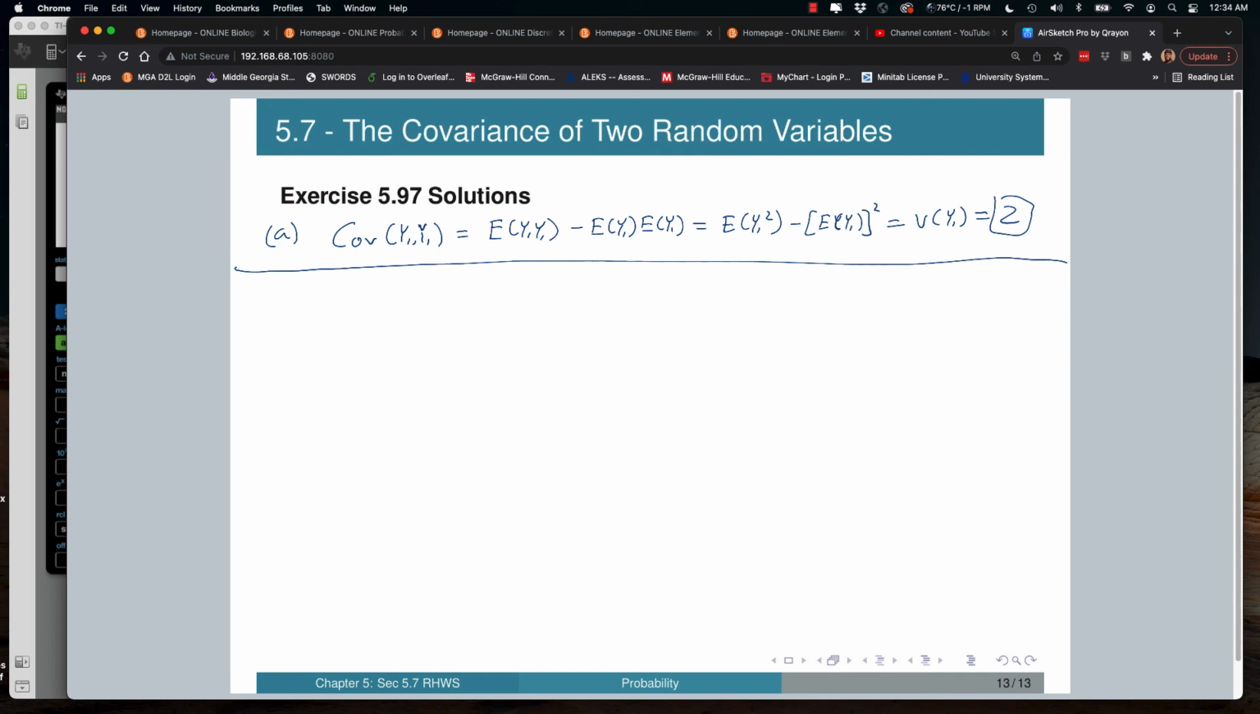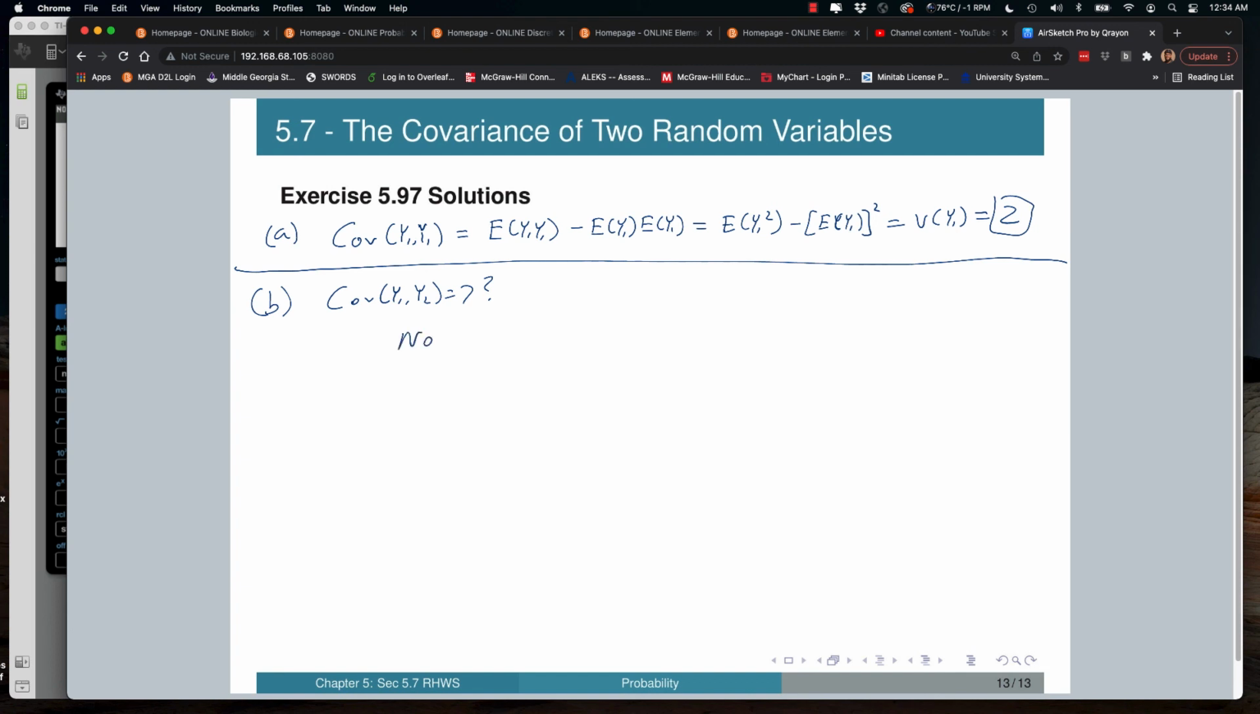Part B had asked us, assuming the means and variances are correct as given, is it possible for the covariance of y sub 1 and y sub 2 to equal 7? So that was the question, right? Can it equal 7? No, it can't. It's not possible, and here's why.